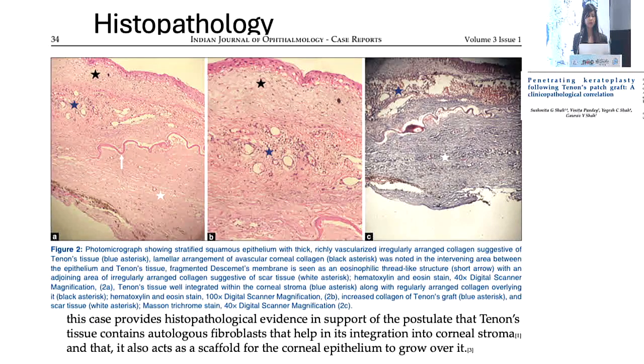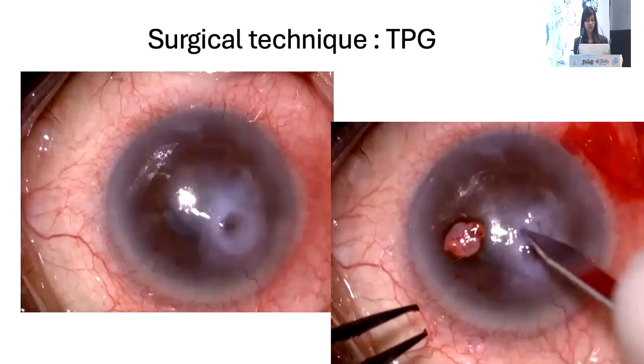This is a very interesting paper published by Dr. Sushmita, which I feel is a little different from what has been published by Dr. Basu. Here, after she had done a Tenon's graft, she's done an optical keratoplasty, and here, as you can see, the Tenon's graft is actually integrated in between, and the corneal stroma has also grown over it. So it postulates that the Tenon's also contains autologous fibroblasts, which help in integrating into the corneal stroma, which I feel can probably be a paradigm shift in the way we think.